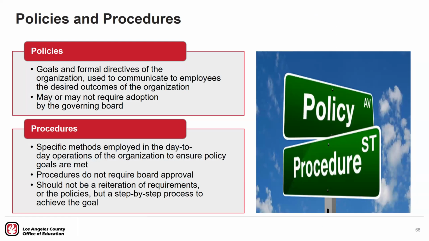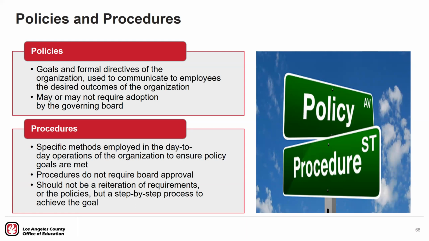So what is the difference between a policy and a procedure? A policy is why something is done, and a procedure is how something is done. The policy gives the standard, and the procedure gives us the steps. The policy's goals and formal directives of the organization are used to communicate to employees the desired outcome of the organization and may or may not require adoption by the governing board.